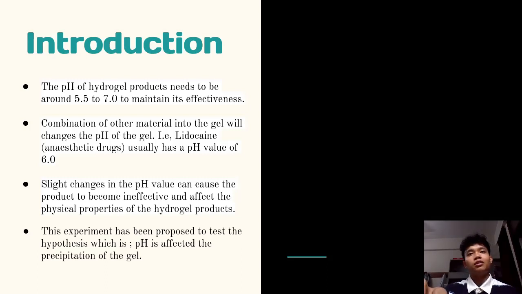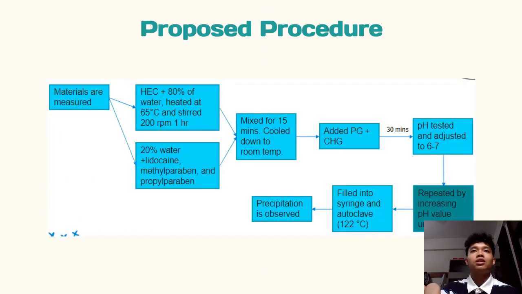So slight changes in the pH value can cause the product to become ineffective and affect the physical properties of the hydrogel products. So this experiment has been proposed to test the hypothesis that pH affects the precipitation of the gel. Moving on to the next slide, which is the proposed procedure. The procedure is still the same as lab 1. It is just that we manipulate step 6 by increasing the pH value by adding sodium hydroxide drop by drop to the solution. So moving on to the next slide.